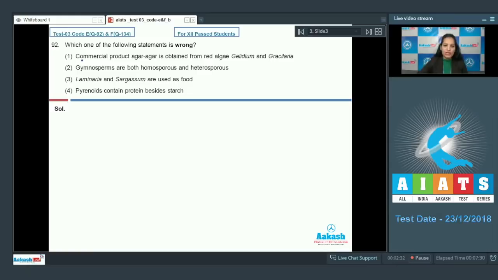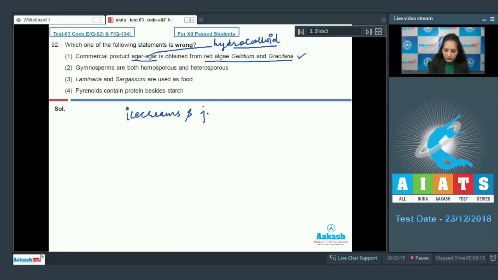So first, commercial product agar is obtained from red algae Gelidium and Gracilaria. This is a very correct statement, as agar-agar is a hydrocolloid. It is obtained from the cell wall of the red algae such as Gelidium and Gracilaria. This agar-agar is used in the preparations of ice creams and jellies and to grow microbes in laboratories. So this is correct.